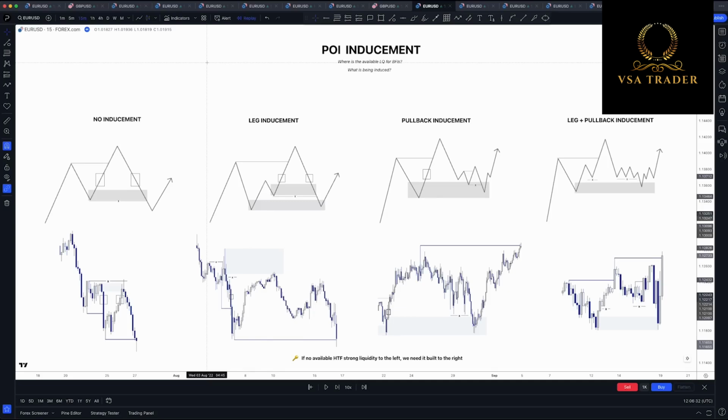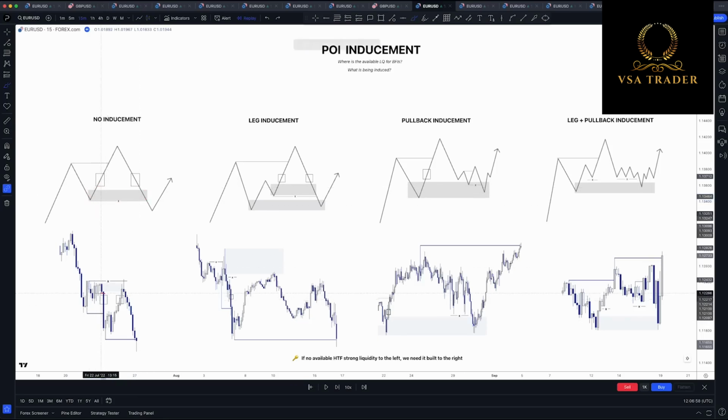So sweep zones show us potentially where they entered previously. The concept of inducement will show us where the available liquidity is for them to use if they're going to enter again, okay? So if there is no available liquidity to the left, there's no structural low to the left, and if there's no structural lows built to the right, there's no available liquidity. Where is the available liquidity? It's going to be behind the zone itself, okay? And that's very often when you will see zones fail, okay?